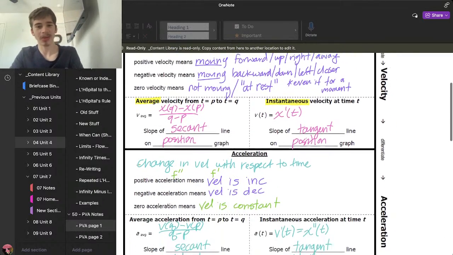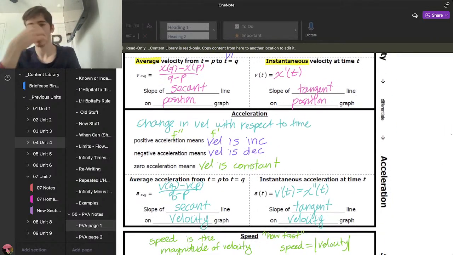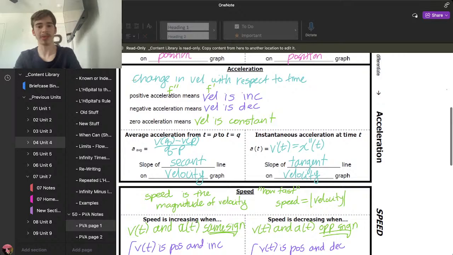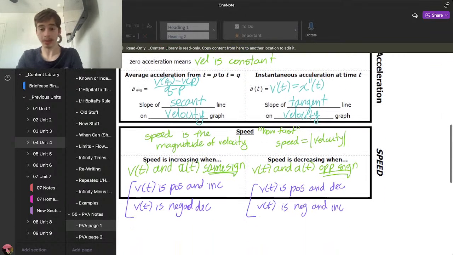Change in velocity with respect to time is acceleration, the second derivative of position. Velocity is increasing when the acceleration is positive. Negative acceleration, velocity is decreasing. 0 acceleration, velocity is constant. Same deal with the instantaneous and average. Speed is the absolute value of velocity. Speed and velocity are two different things. Speed is increasing when velocity and acceleration are the same sign, decreasing when they're opposite signs.